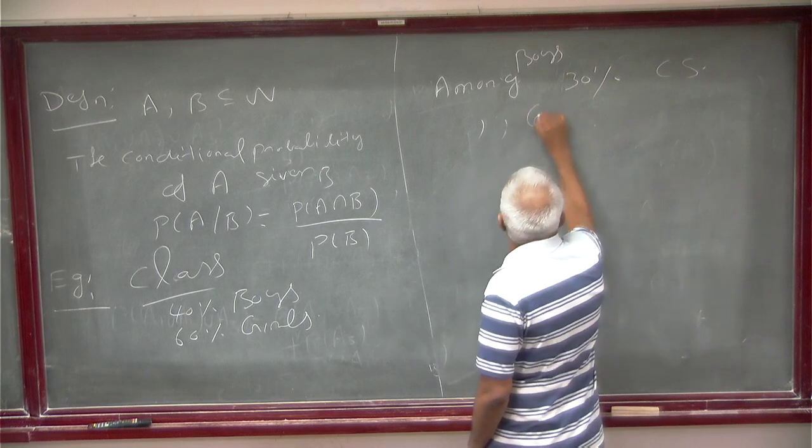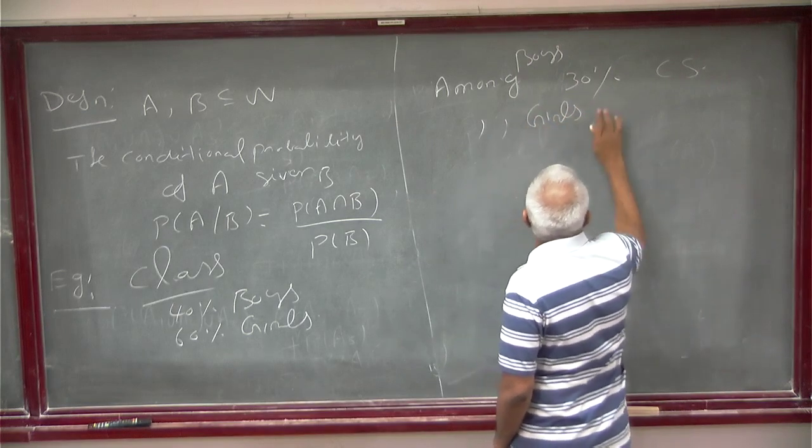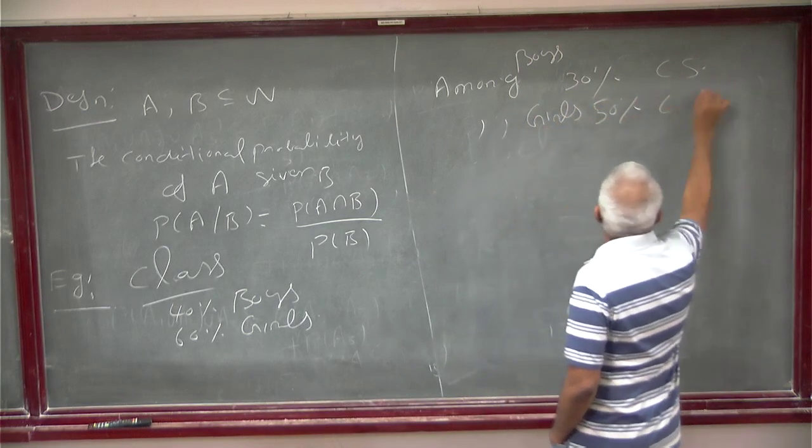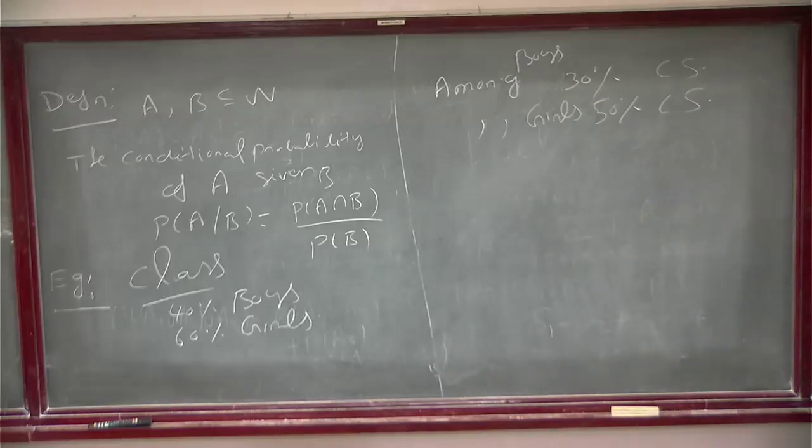Okay. Among girls, 50% computer science. I know all of you are computer science. There are five, six of them. Six of you should be physics, I believe. Okay, you are physics.